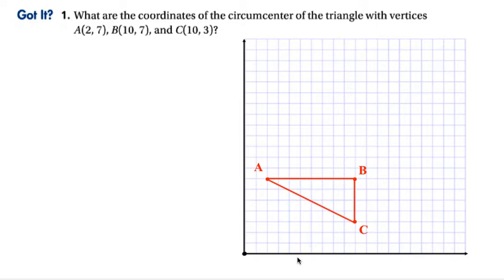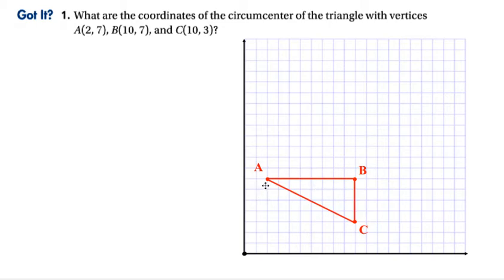Here's an example for you to try. What are the coordinates of the circumcenter of the triangle that has those three vertices? I've gone ahead and labeled each of those vertices A, B, and C and drawn the triangle for you. So go ahead and pause the video and see if you can come up with the coordinates of the circumcenter on your own.